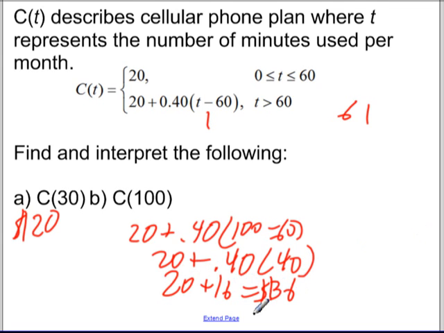So there's an example of a real-world situation where a piecewise function makes sense.